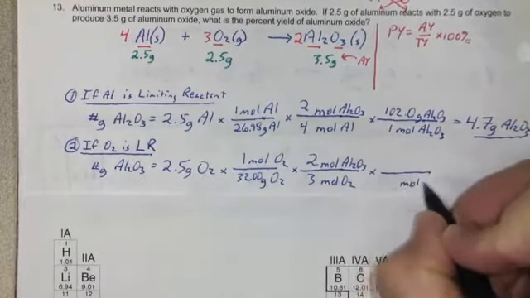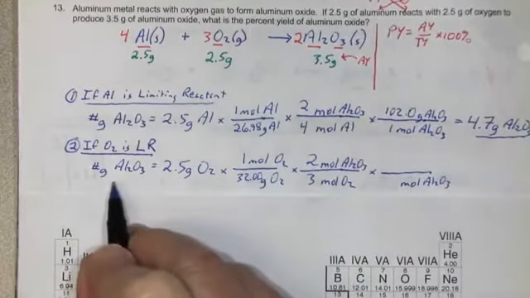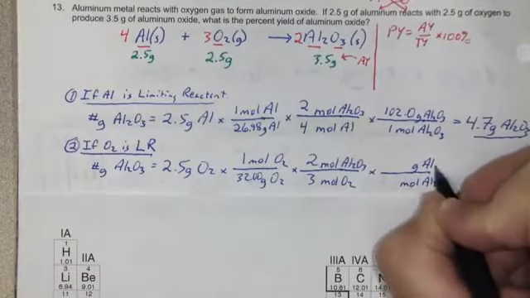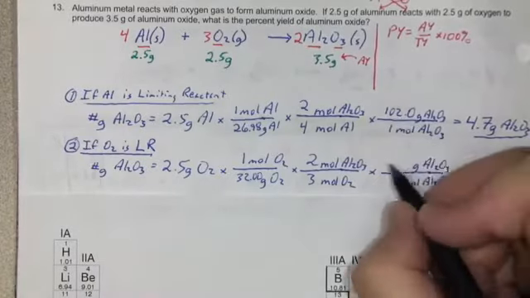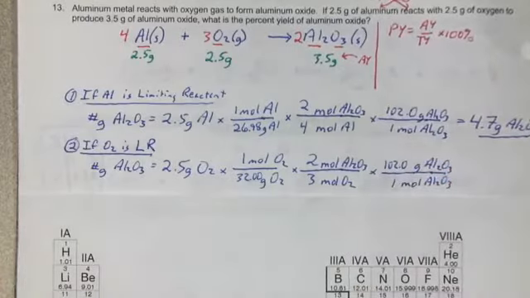I don't want it in moles of Al2O3. I want it, and this is why I always write down what I want to know, I want it in grams of Al2O3. So how do I go from moles back to grams? It's with the molar mass. It's the same molar mass we had up here, 102.0 grams of aluminum oxide per mole of aluminum oxide.